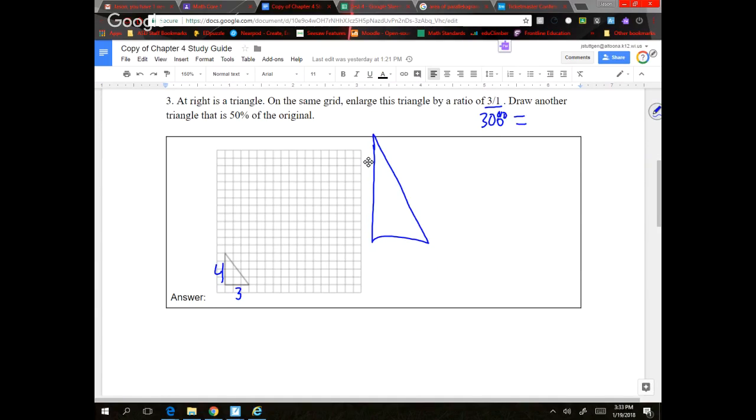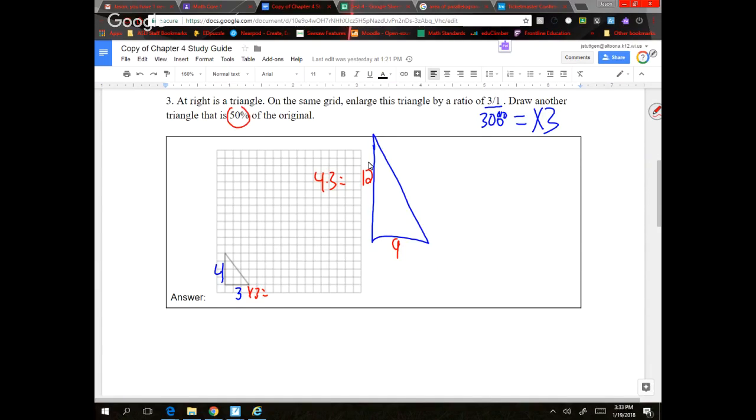So my new triangle, 300% is the same as 3 times bigger. Okay. 200% would be 2 times bigger. 400%, 4 times bigger. So since this is 3 times bigger, I would take each of these sides and multiply it by 3. So 3 times 3 is 9, and then 4 times 3 is 12. So the new triangle would be 12 for the height and 9 for the base. You must do it to both sides. Okay? And the big one wasn't the issue, is getting it smaller.